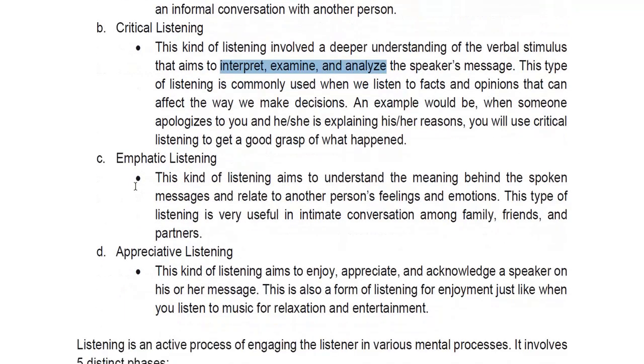Empathic listening, on the other hand, is the kind of listening that aims to understand the meaning behind the spoken message, or you will decode the meaning by relating to the person's feelings and emotions. This type of listening is very useful in intimate conversation among family, friends, and partners. So for example, your friend has a problem. You will listen to his problem and advise something. So that is empathic listening.